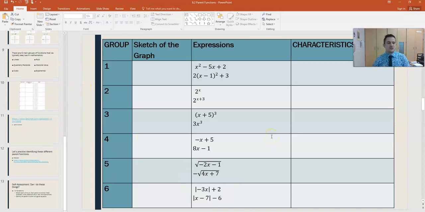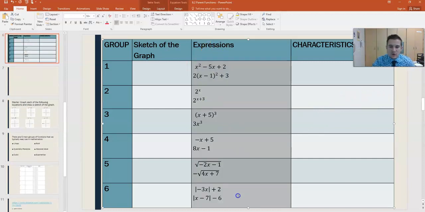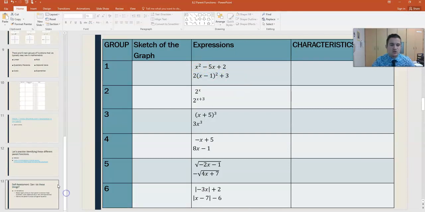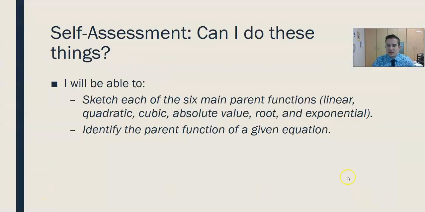So we're going to be talking about in this unit how we identify these different types of graphs a little bit more. But right off the bat, I would want you to be able to identify somewhat what each of these graphs would look like based on these functions and some of the characteristics you've already identified. So these are the things that I want you to hopefully be able to do with this video. I want you to be able to sketch each of those 6 main parent functions: linear, quadratic, cubic, absolute value, root, and exponential functions. I hope you're able to graph a rough sketch of those, and I hope that you're able to identify a parent function given some equation.